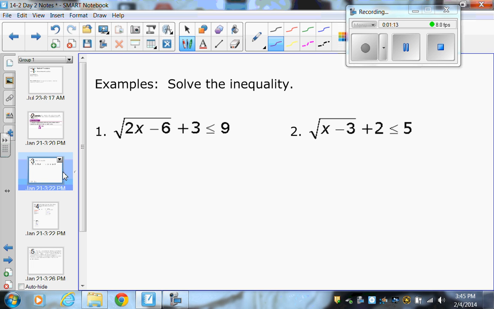Okay, something else we want to remind ourselves about solving inequalities is that if you multiply or divide by a negative, you must flip the sign.